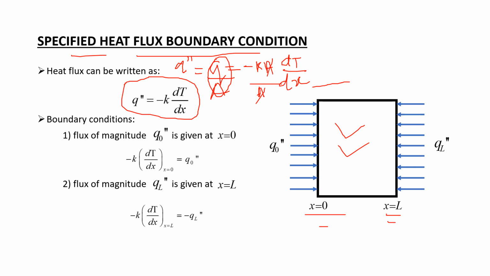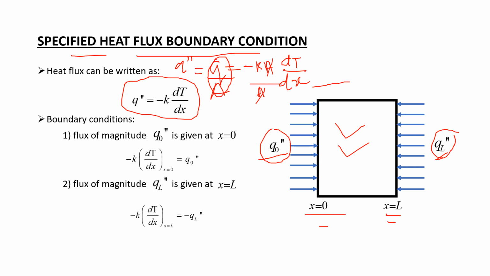But in this case the temperatures are not given at the boundaries. Instead of temperature we have the heat flux at the two surfaces. At x equal to 0 we have the heat flux magnitude q naught double dash, and at x equal to L we have the heat flux magnitude qL double dash. So at the two boundaries we have been given the heat flux magnitude instead of temperature.